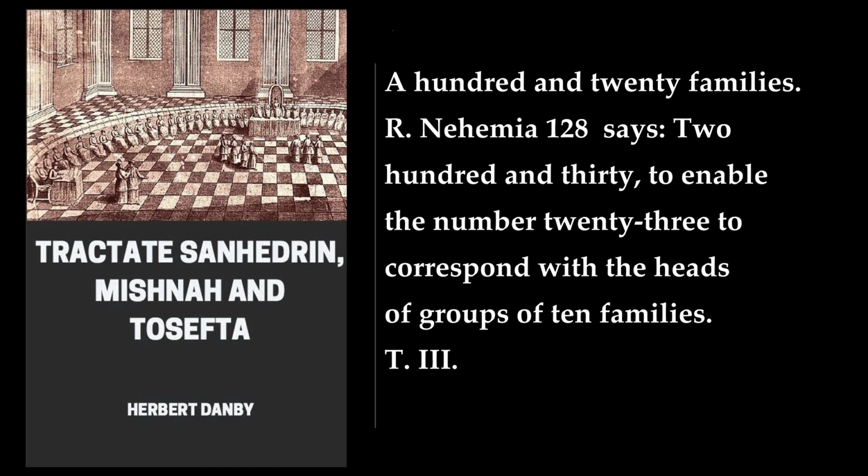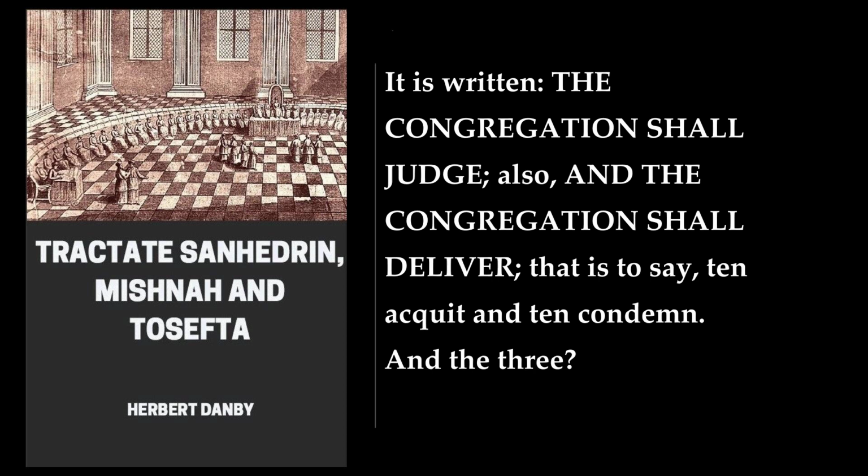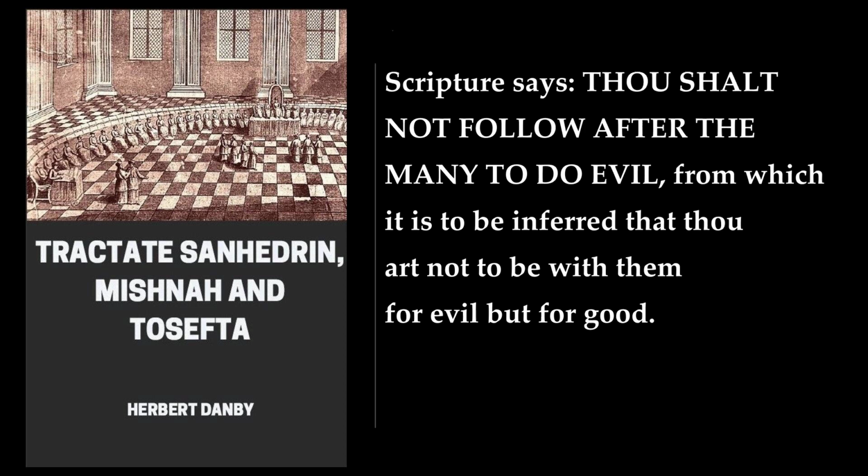120 families. Nehemiah says, 230, to enable the number 23 to correspond with the heads of groups of 10 families. Whence do we know that the lesser Sanhedrin should consist of 23? It is written, "The congregation shall judge," also, "and the congregation shall deliver," that is to say, 10 acquit and 10 condemn. And the 3? Scripture says, "Thou shalt not follow after the many to do evil," from which it is to be inferred that thou art not to be with them for evil but for good.